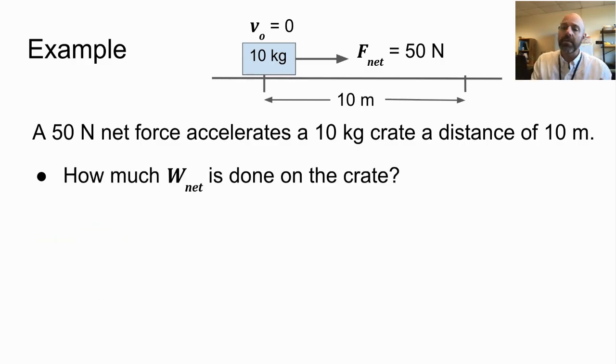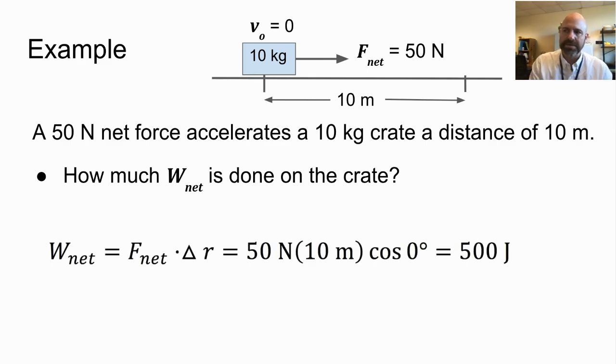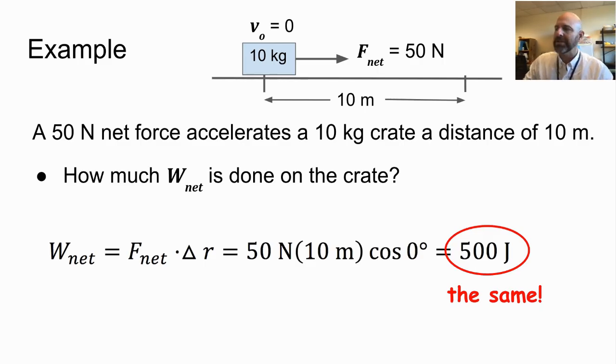Now we can do this in the work domain as well. The net work should be equal to the net force times delta R. Because they're in the same direction, that's the cosine of 0, just 1. So we end up with positive 500 joules of net work, the same as the change in kinetic energy.